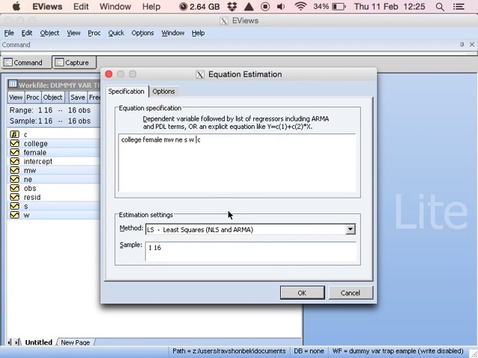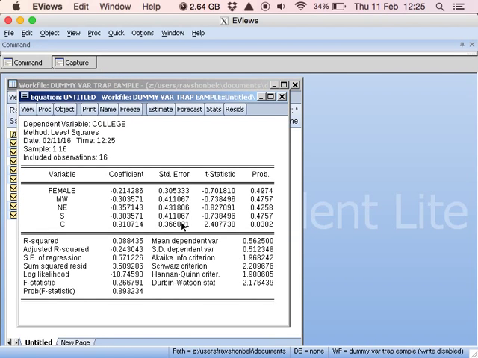Okay. Now let's drop West, just as in your example, West is dropped. Now I have the equation. You see, you shouldn't include all the dummy variables, the categorical variables, in the equation. It is clear now.